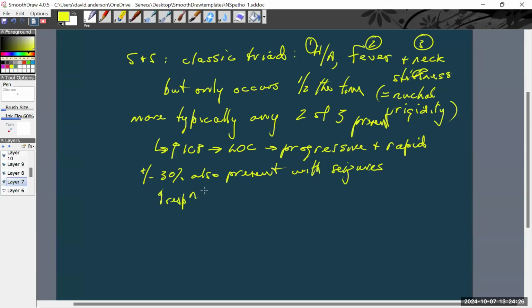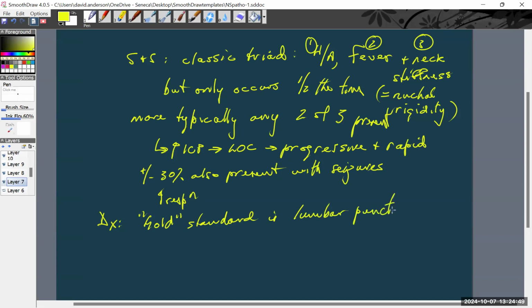Increased respiratory rates. And as far as the diagnosis goes, we have the so-called gold standard, which means that it's right far more often than it's wrong. Is a lumbar puncture.